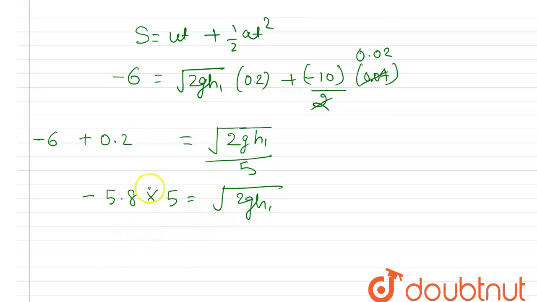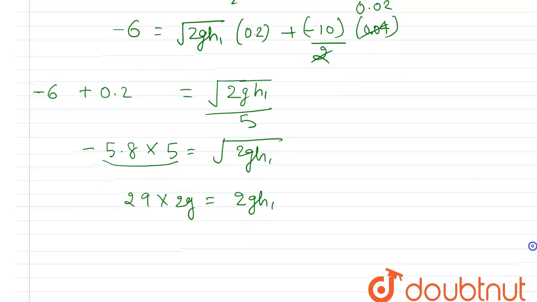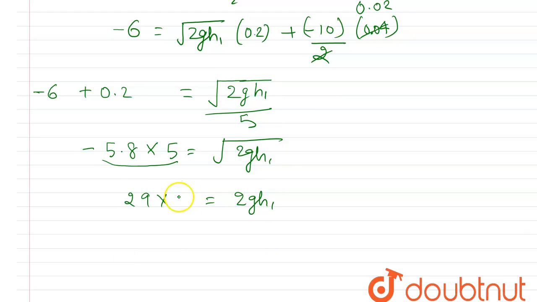So after squaring, you can see this term is 5.8 into 5, so this will be 29. So I will make 29 into 29 is equal to 2gh1, right? Now you can just divide by 2g on both sides to get the h1 value, right? So I will write h1 is equal to 29 into 29 by 20, and it will be approximately 42 meter.